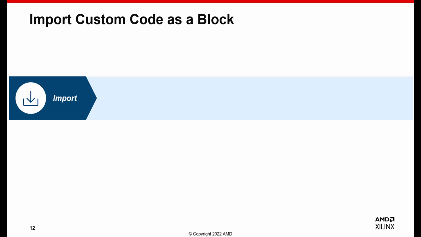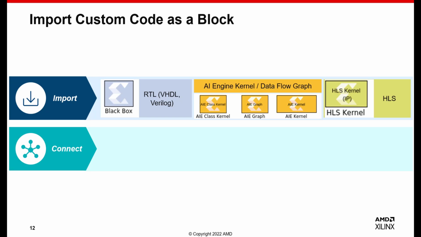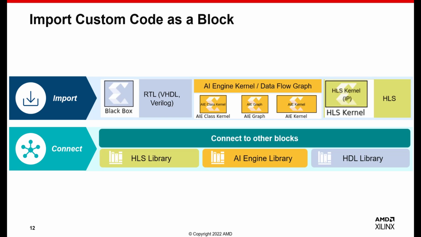You can even import your custom code as a block. It can be RTL, AI Engine kernel and graph code, and HLS code. Once the custom code is imported, it becomes like any other block. Then it can be used as part of subsystems. These custom blocks can be connected to other blocks in the Simulink library.